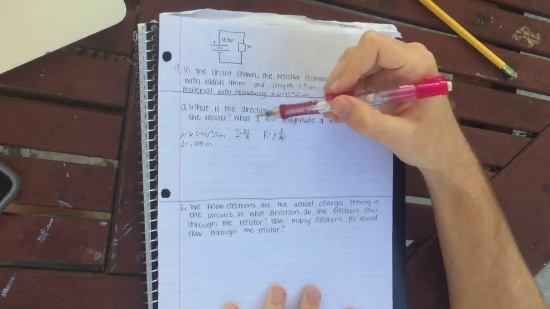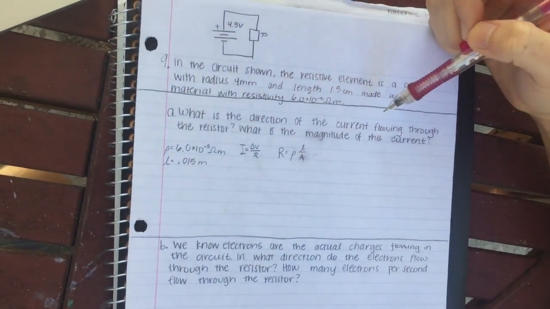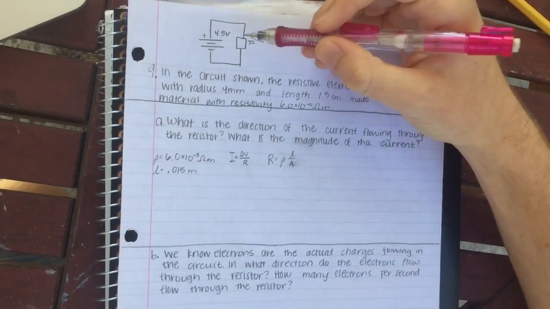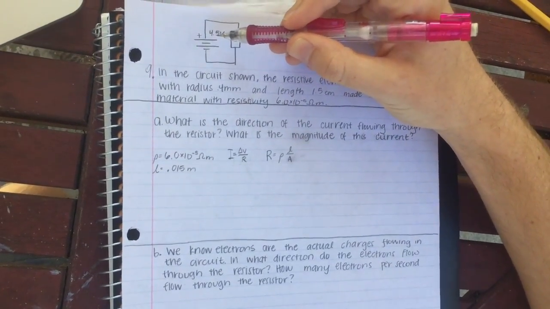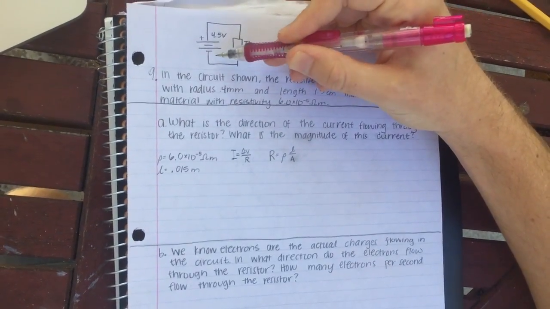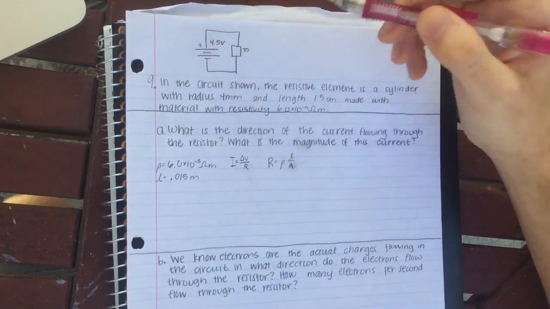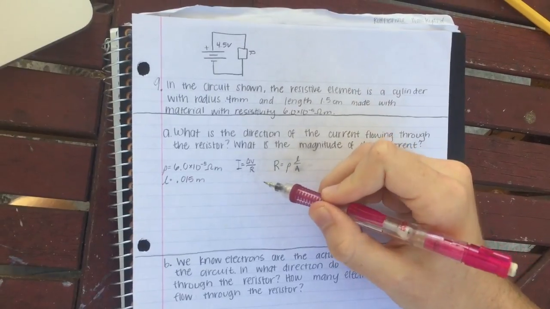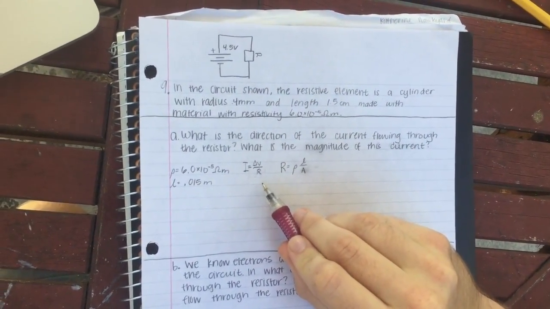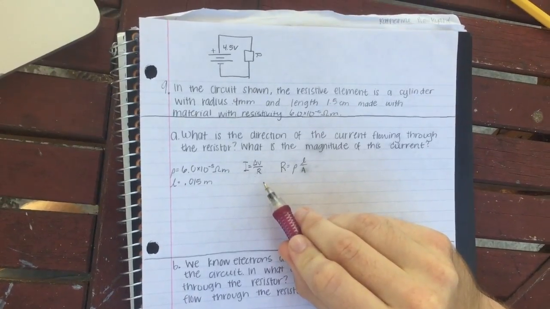So for 9a, what is the direction of the current flowing through the resistor? What is the magnitude of this current? As you can see, the current flows from the positive terminal with the high voltage downward through the resistor to the negative terminal with the low voltage. Now to find current, we can use the formula I equals delta V over R. But we don't have R yet, so we need to solve for it.